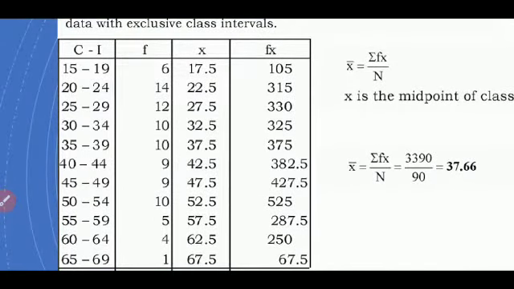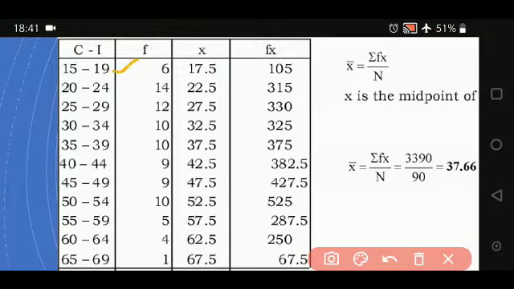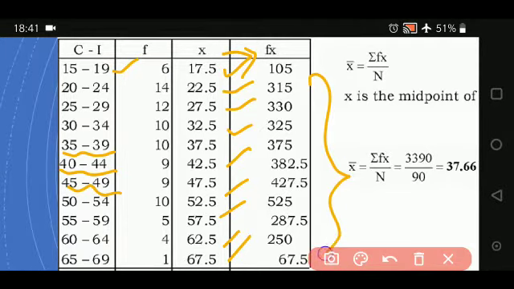The midpoint, first you are going to find the midpoint. 15 plus 19 divided by 2 is 17, next 22. All the mid values are found by adding these two divided by 2. Then you are going to multiply x into f, giving fx. These are the values. You are applying the direct formula, x bar is equal to summation fx upon n. That is 3390 divided by 90, that is nothing but 37.6.